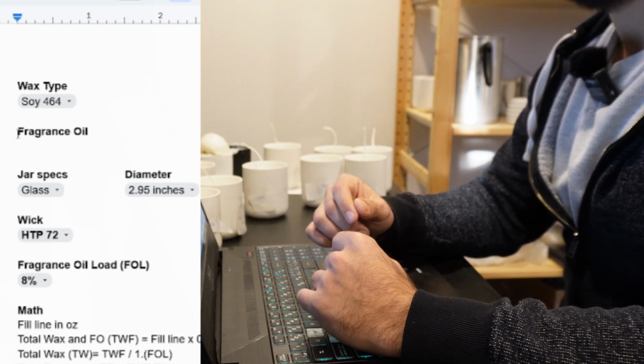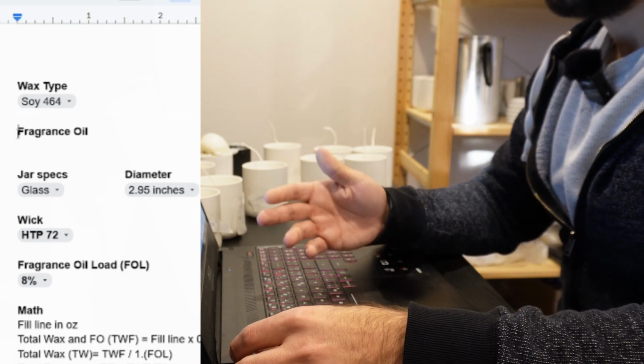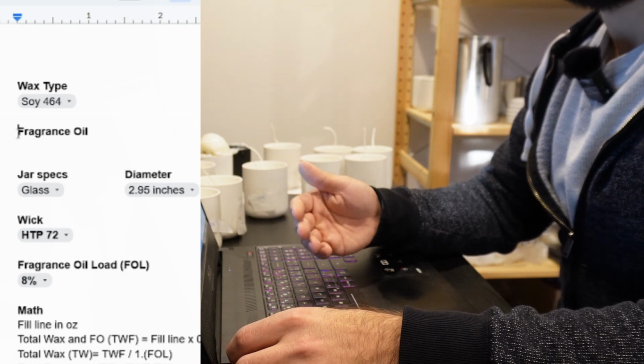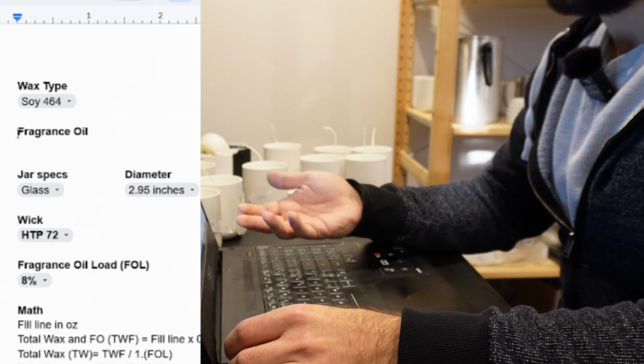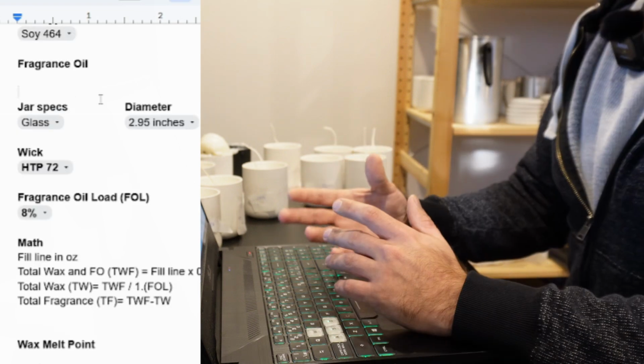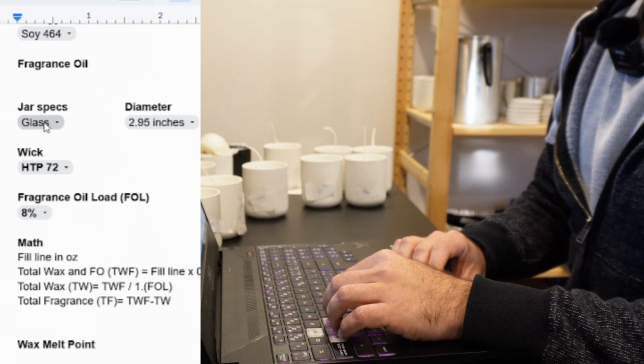The second variable is our fragrance oil. Not all fragrance oils are made the same. So it is important to know which one you're putting into your candle, because it will interact differently with the wax.